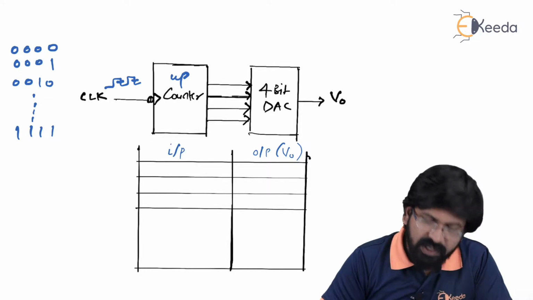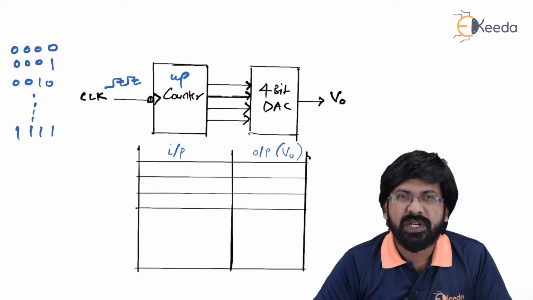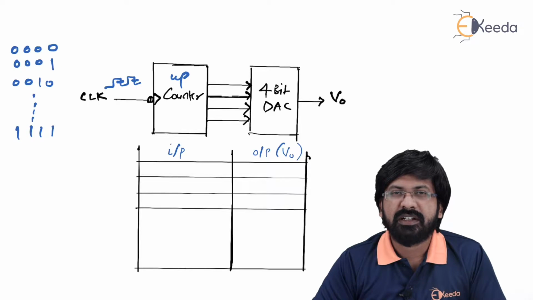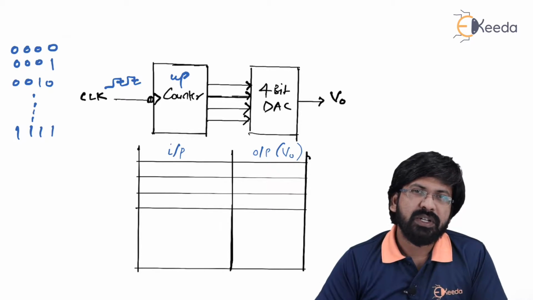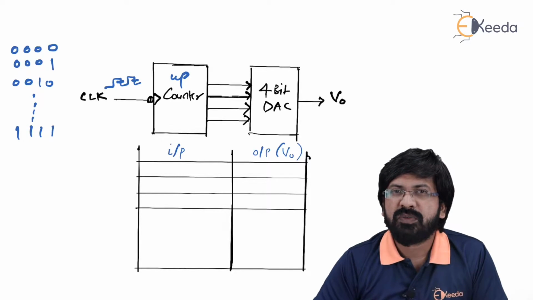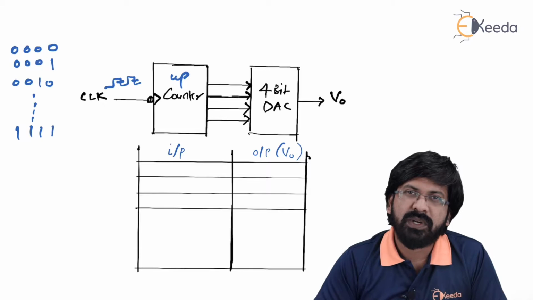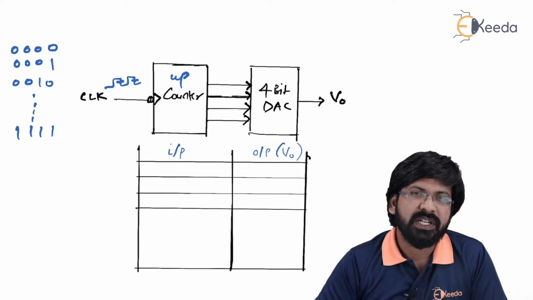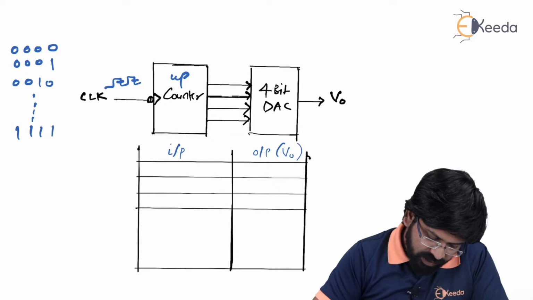We know that by definition, a DAC takes digital data and converts it into equivalent voltage. So output is directly proportional to input. If input is minimum, then output would be minimum. If input is maximum, output will be maximum. As we keep on increasing the input, output is going to increase, and vice versa is also true. If inputs are decreased, then output is also decreasing.